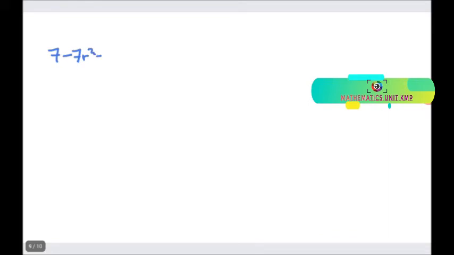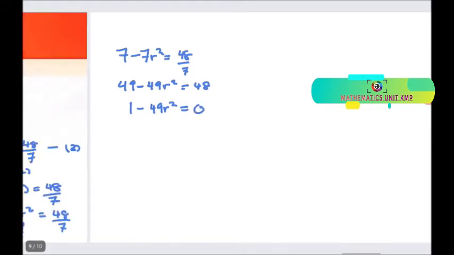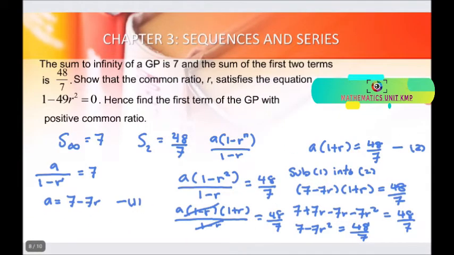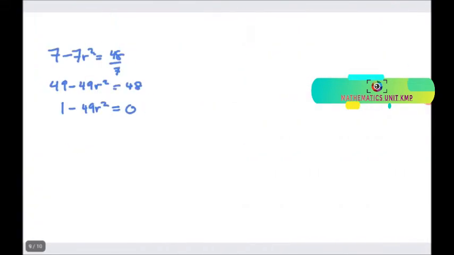Next, we're going to cross multiply the equation. So we'll get 49 minus 49R squared equal to 48, and 49 minus 48 will get 1 minus 49R squared equal to 0. So from here we get the equation that the common ratio satisfies. So we have shown it here.